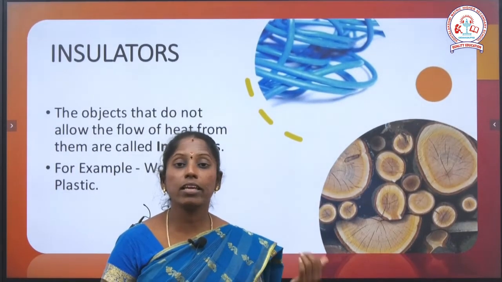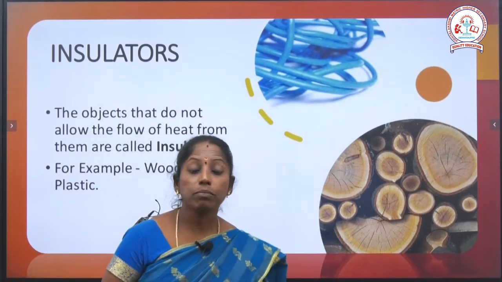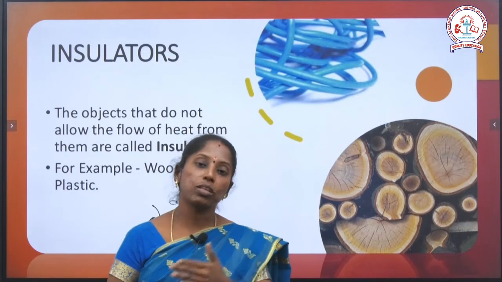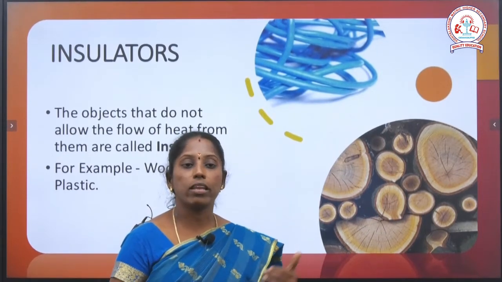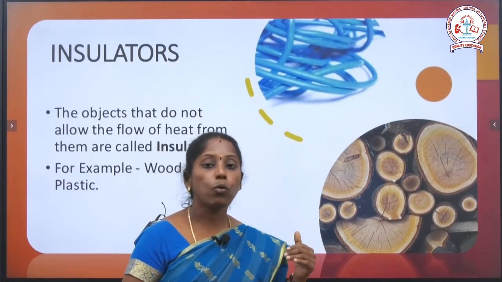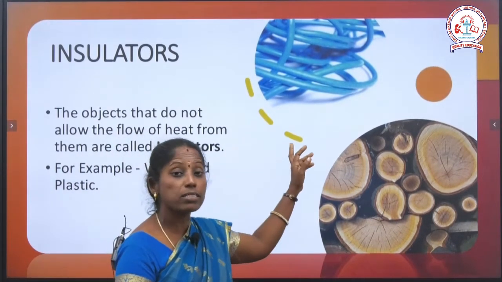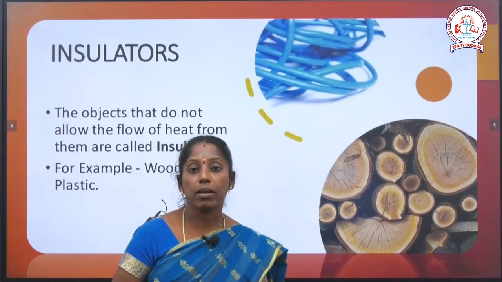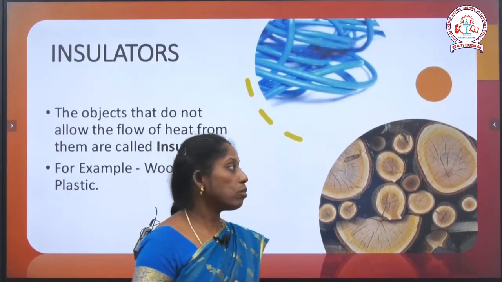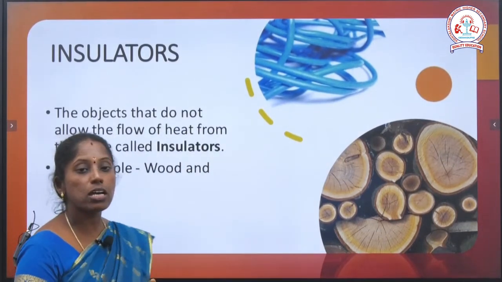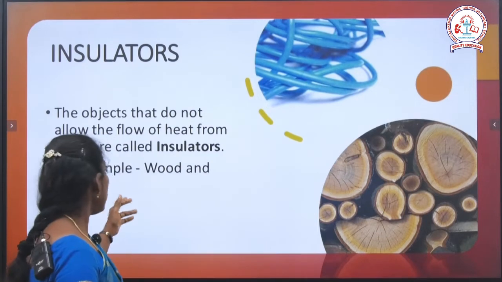Next, insulators. Insulators are the opposite of conductors. What is the meaning? Objects that do not allow heat to pass through them are called insulators. Which are insulators? Wood and plastic, as you see in the picture. They do not allow the heat. If I heat plastic, it melts or burns. It does not allow the heat to pass through it. That is why metal utensils are not made of plastic and wood. So insulators are objects that do not allow heat to pass through them. Examples are wood and plastic.